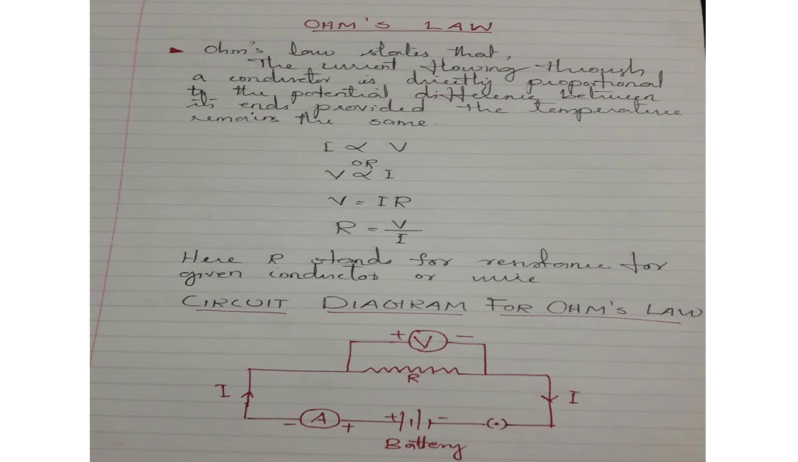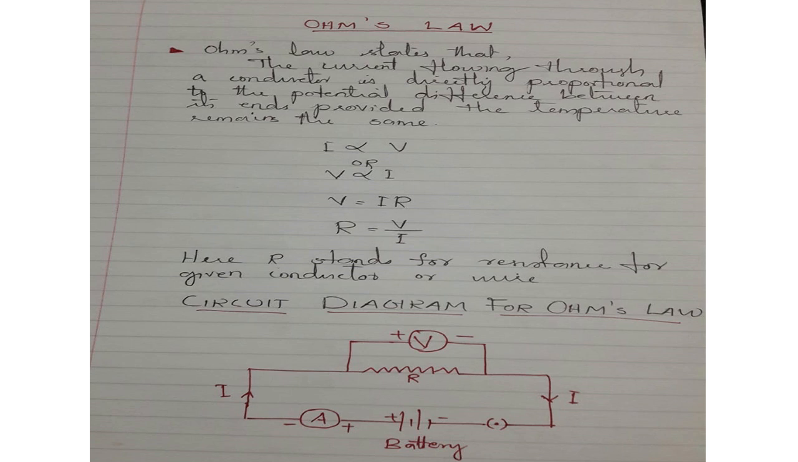So once more we can state Ohm's law. That is, Ohm's law states that the electric current flowing through a conductor or metallic wire is directly proportional to the potential difference between its two ends, provided temperature remains constant. So from Ohm's law, we get the relation that electric current I is directly proportional to potential difference V. That is, I ∝ V.